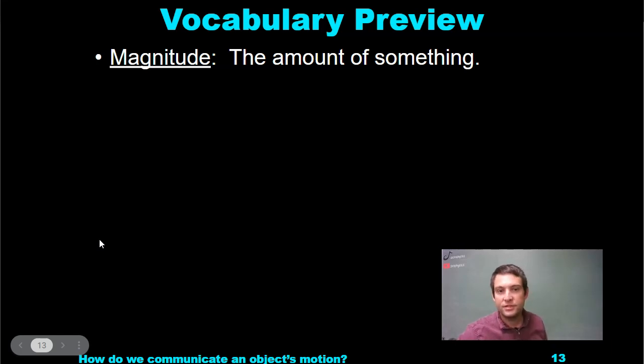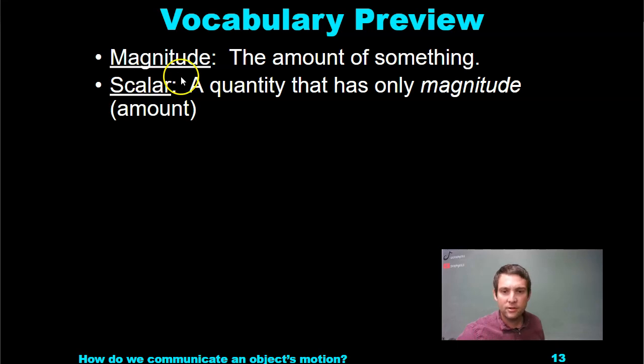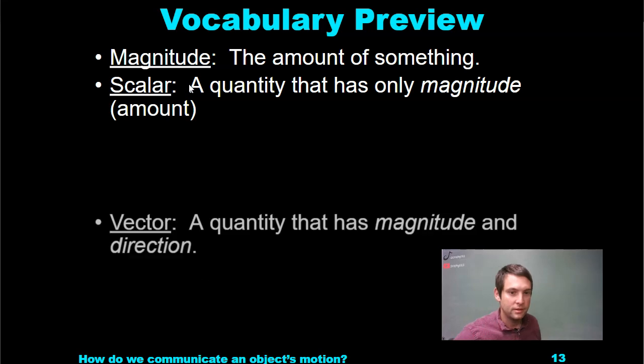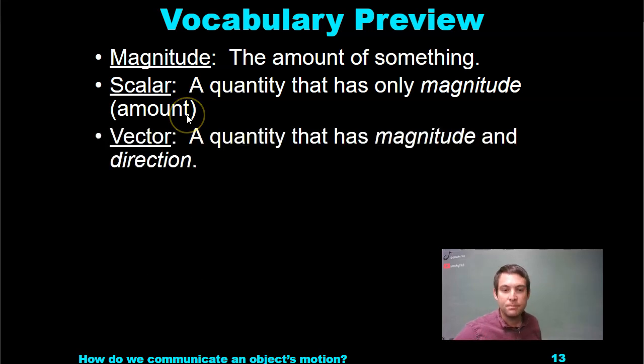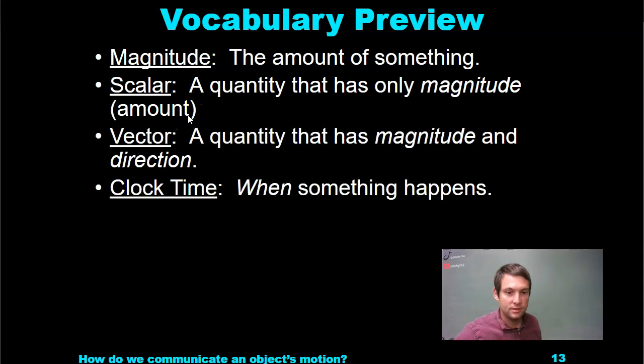Magnitude, the amount of something. Whenever you see this word, I want you to think of absolute value. They're going to mean the same thing for us. Scalar is a quantity that has only magnitude, only the amount. Vector is a quantity that has magnitude and direction.